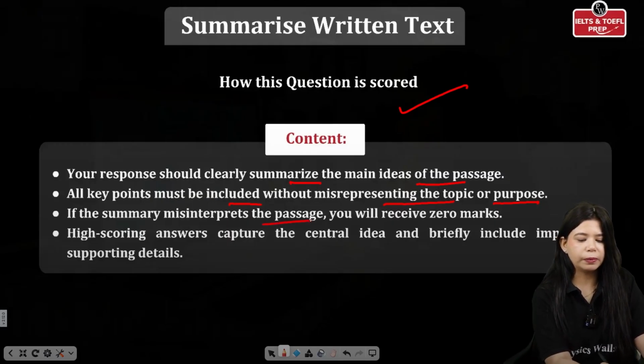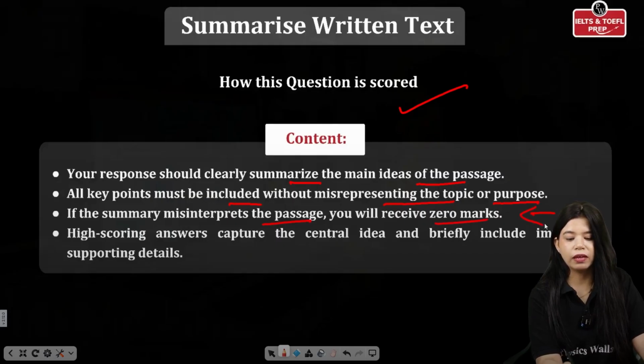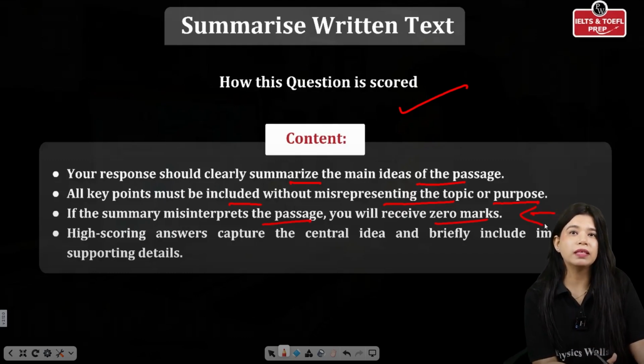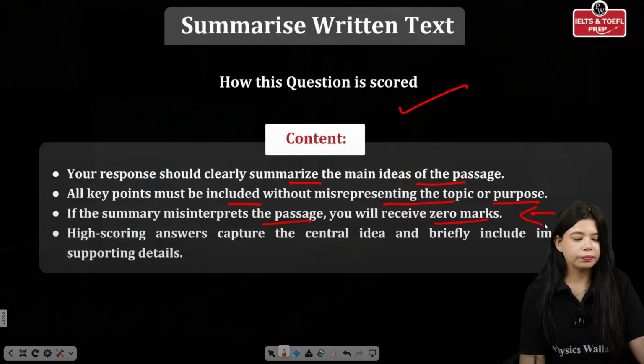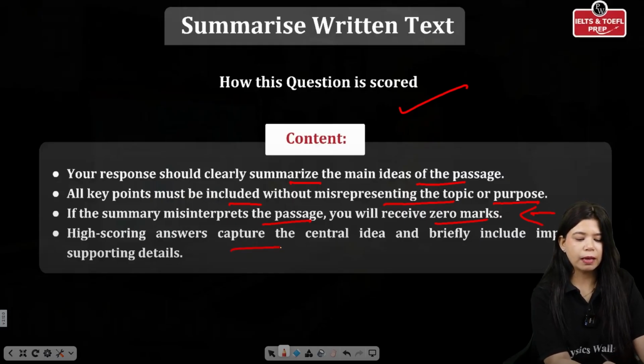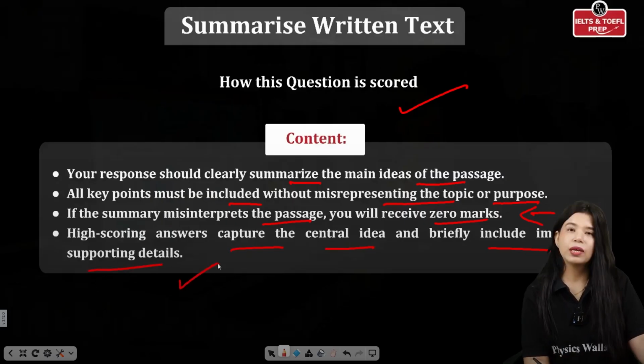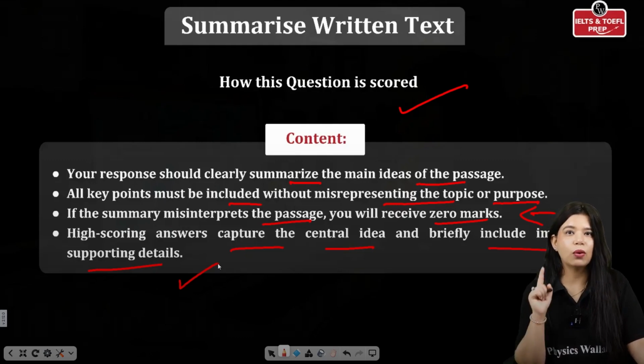If the summary misrepresents the passage, you will receive 0 marks. Here you go. That means if the meaning changes, if the passage is saying ABC but you are writing XYZ, you will be given 0 on this question type. So you really can't distort the meaning. High scoring answers capture the central idea and briefly include important supporting details. So yes, you need the main idea and briefly you need supporting details also, the explanation of that main idea. And while doing all this, you cannot go beyond 75 words. Always keep that in mind.